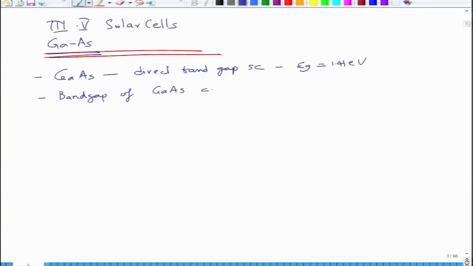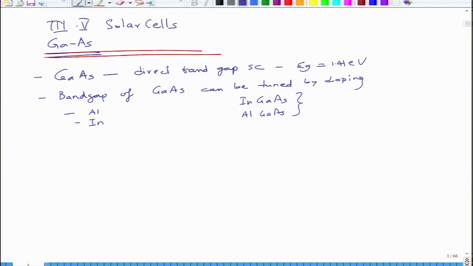The band gap of gallium arsenide can be tuned by doping, and typical dopants that we use are aluminum and indium. So, you can have indium gallium arsenide and aluminum gallium arsenide, called InGaAs and AlGaAs. These are two commonly used forms of gallium arsenide, doped with indium and aluminum. Aluminum doping, for example, increases the band gap to closer to about 1.8 electron volt, and it has advantages over silicon.